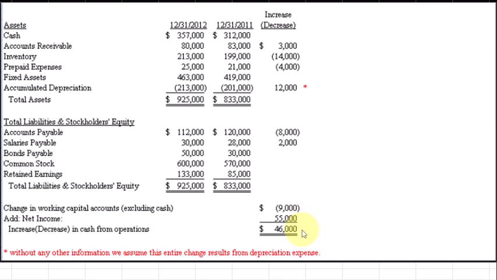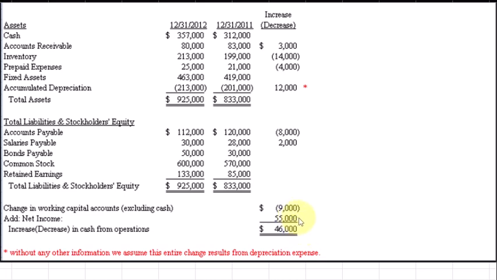Now, one thing this problem doesn't give you is depreciation. Usually the other item you have to consider when you are calculating the cash flow from operations is you have to adjust for non-cash items that were in net income.